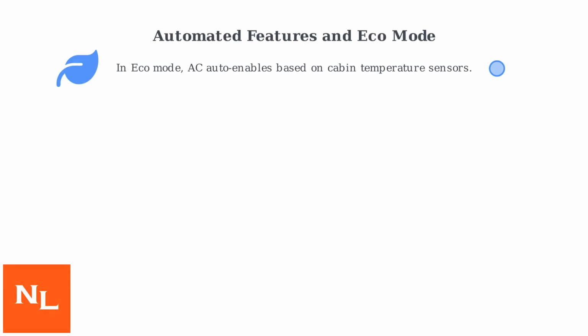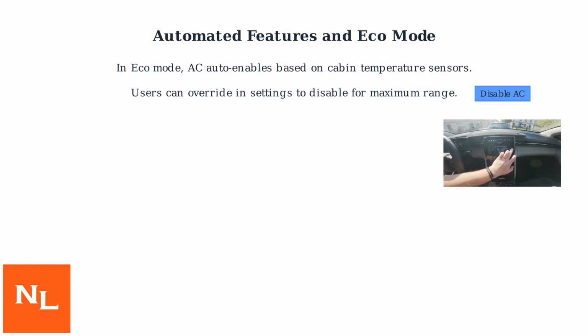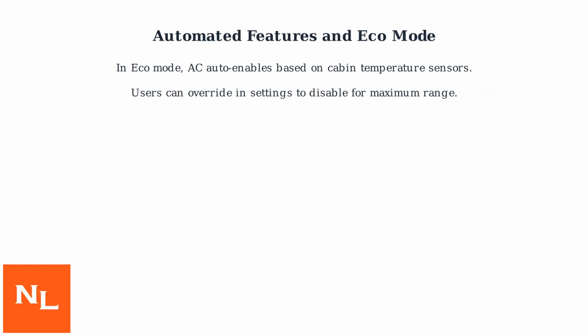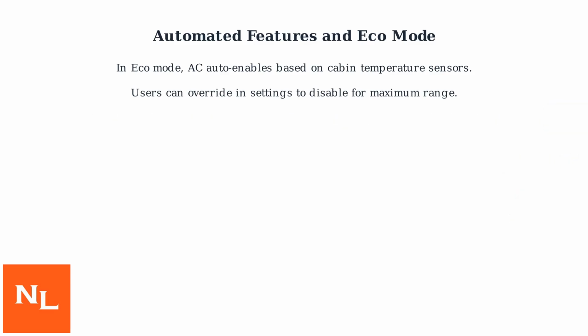The Ford Explorer EV includes automated AC features in Eco mode. The system automatically enables air conditioning based on cabin temperature sensors to maintain comfort. However, drivers can override this automation in the vehicle settings to disable AC entirely for maximum range preservation. When disabled this way, AC reduces electrical load by 2 to 5 kilowatts, potentially extending driving range by 10 to 20 miles in hot weather conditions.